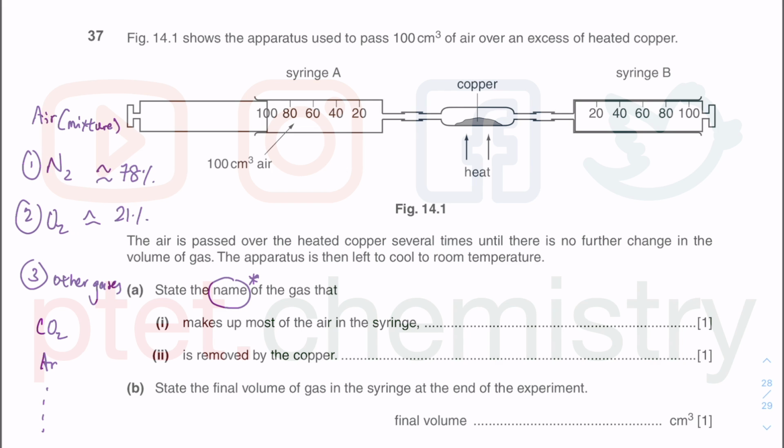Year 9 covalent bonding. The name of the gas that make up most of the air is going to be nitrogen. And then the name of the gas that is removed by the copper. Removed by the copper means reacts with the copper. So which gas actually reacts with the copper? It's going to be the oxygen that reacts with the copper, not the nitrogen. So it will be the oxygen. I will give the name for that 1 mark and 1 mark.